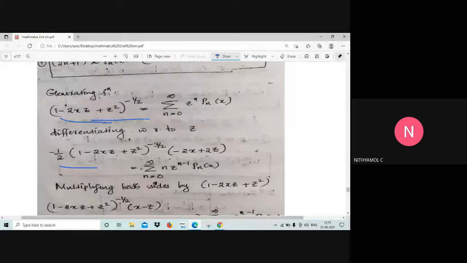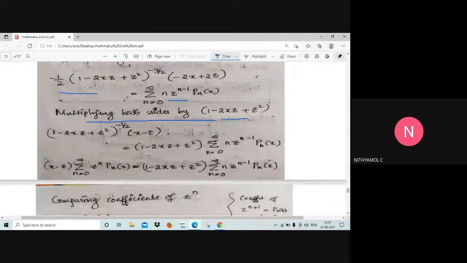And multiplying both sides by (1 minus 2xz plus z square). So we are multiplying this side with this one. Then here it is 1 and here minus 3 by 2, then we get minus 1 by 2. Okay. Then x minus z.